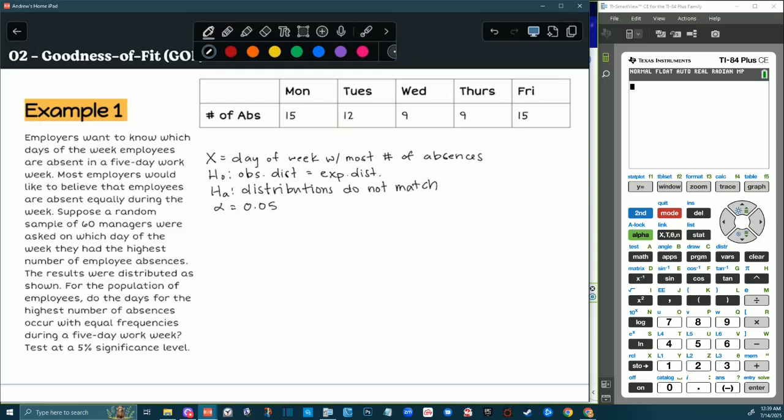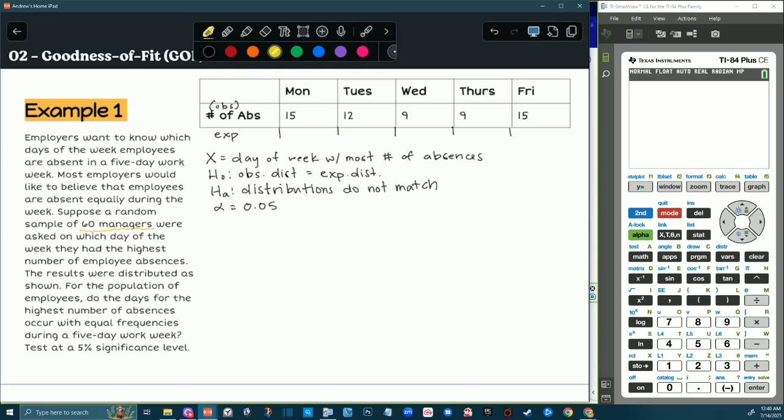So this box right here is my observed. That's the actual data we collected. I want my expected. So I'm just going to tack onto this table. Make my life a little bit easier here. And we're going to use what we know about the problem. We know that we interviewed 60 managers.